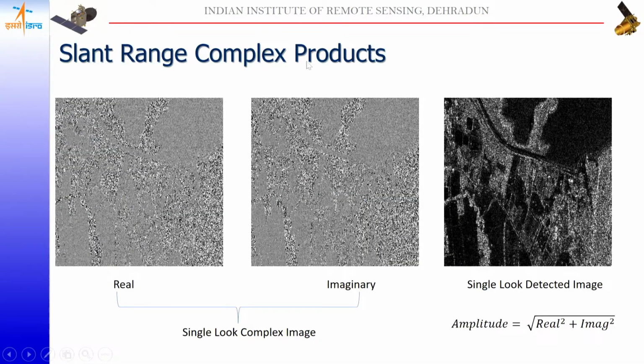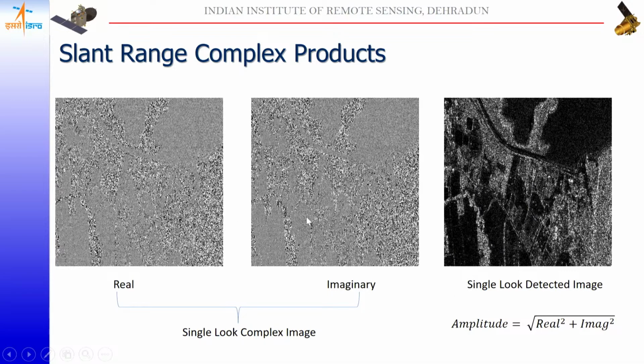In the case of the slant range product, if it is a single SLC image, there are two types of product. One is called the complex product and the second is called the detected product. In the complex product we have the real part and the imaginary part, so in SLC we have two bands. We can calculate the amplitude from real square plus imaginary square, and after calculating the amplitude you can see the image.